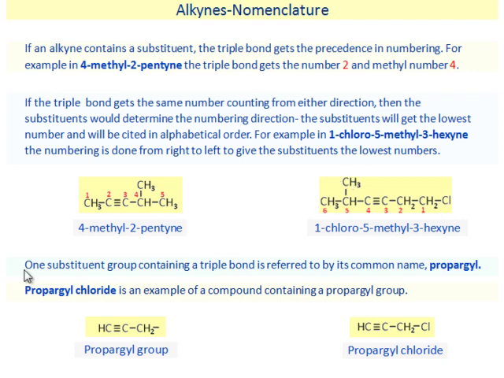One substituent group containing a triple bond is referred to by its common name, propargyl. Propargyl chloride is an example of a compound containing a propargyl group.